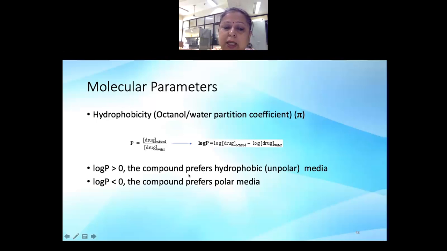It is a comparative value and it defines whether the molecule is hydrophobic or hydrophilic. If the value of log P is greater than 0, the compound is hydrophobic. If the value of log P is less than 0, the compound prefers polar media or is polar, or we call it hydrophilic.